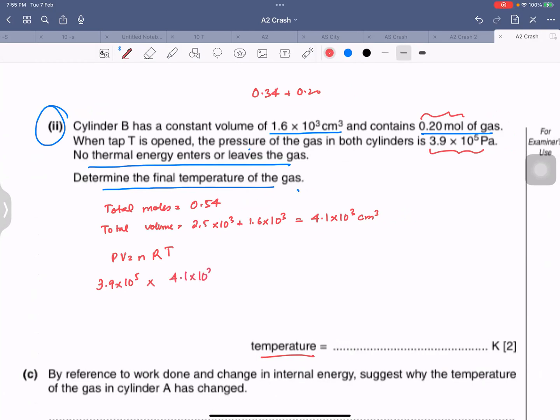4.1 times 10 raised to 3 multiplied by 10 raised to minus 6 because we need to convert it into meter cube. And then it's going to be 0.54 as moles. R is 8.31 and then the temperature. Can you find the temperature, please?